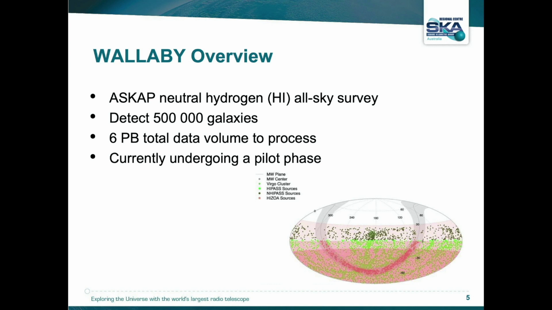To give you an overview of Wallaby, it's an ASKAP neutral hydrogen all-sky survey, and it's very exciting because it provides a map of neutral hydrogen that's significantly better than what was available previously with HIPASS. So it has much better spatial and spectral resolution and greater sensitivity. And we're expecting to detect 500,000 galaxies and process data on the order of 6 petabytes by the time the full survey is complete. So it's a new big data problem, and currently we're in the pilot phase, and we are working with Wallaby in this pilot phase to develop a post-processing framework.